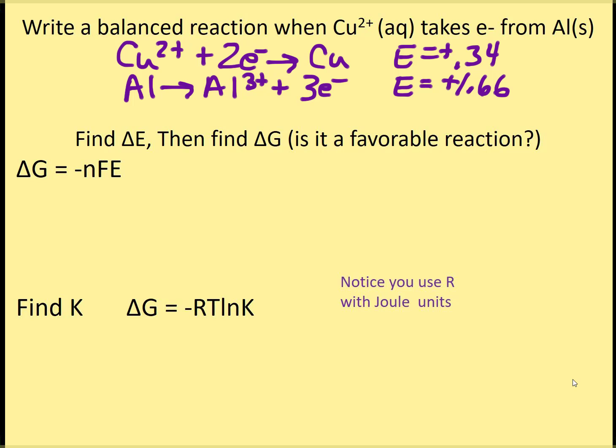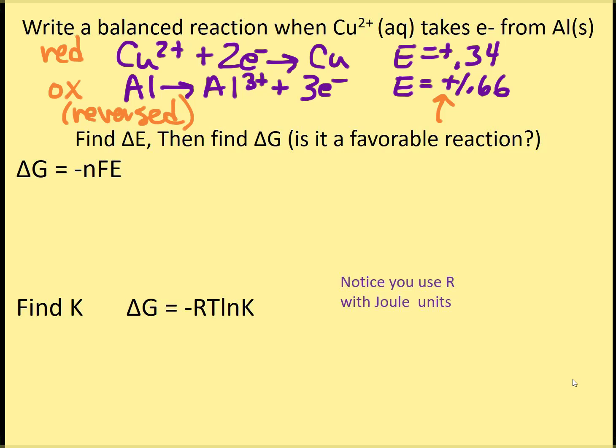So that means my copper is my reduction half step. That means aluminum would be my oxidation half step. So this is the one that I reversed, and I already changed the sign. The sign was a negative and I changed it to a positive.